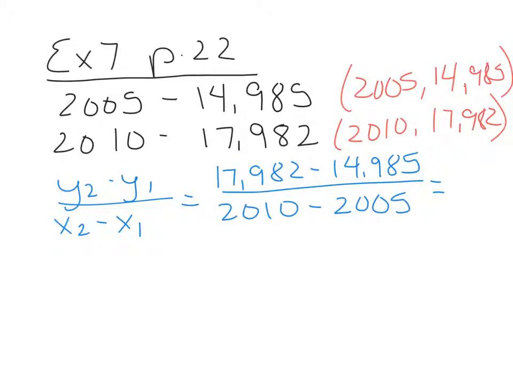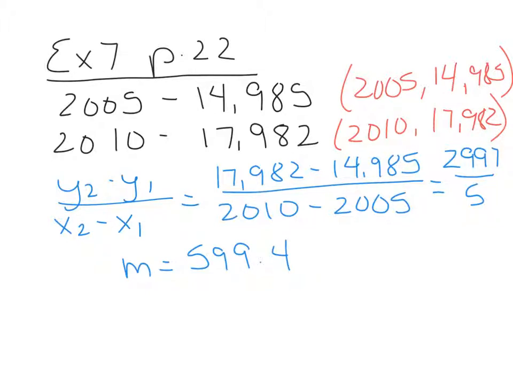So, of course, we're going to use our calculator and all of that to get 2,997 over 5. Now, that does not divide out to be a whole number, but it does divide out to be 599.4 or approximately 600. What does that mean though? The question asks us to explain the meaning of this slope.